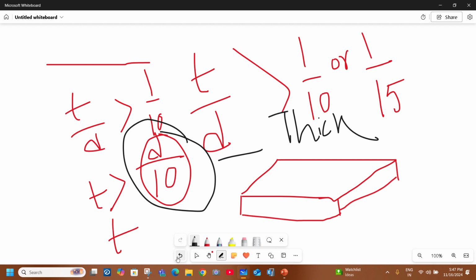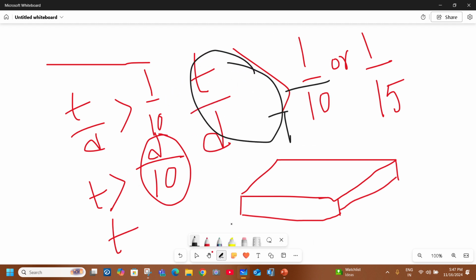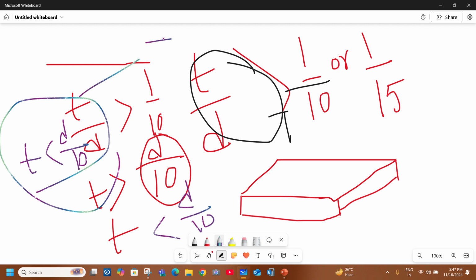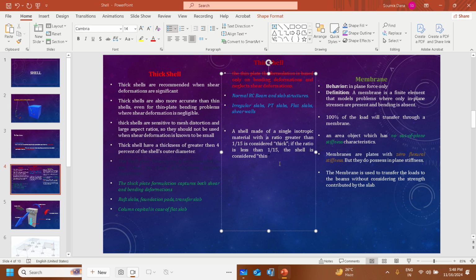And if T is less than D by 10, then it is called a thin cell. Okay. So this is clearly mentioned.